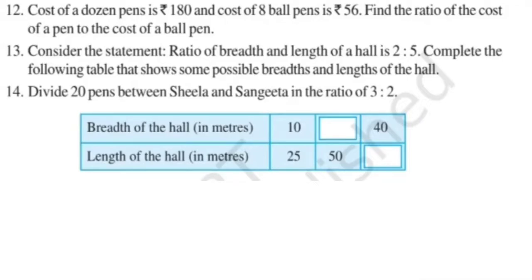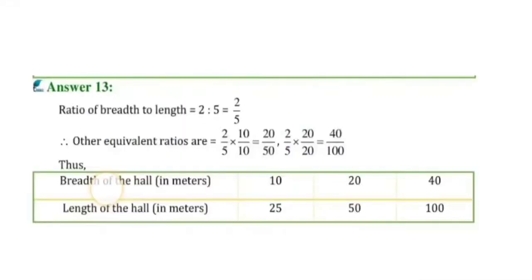Now see question number 13. Consider the statement: the ratio of breadth and length of a hall is 2:5. Complete the following table that shows some possible breadths and lengths of the hall. So see the solution. The length is given 50 meters. So we have to find the breadth.